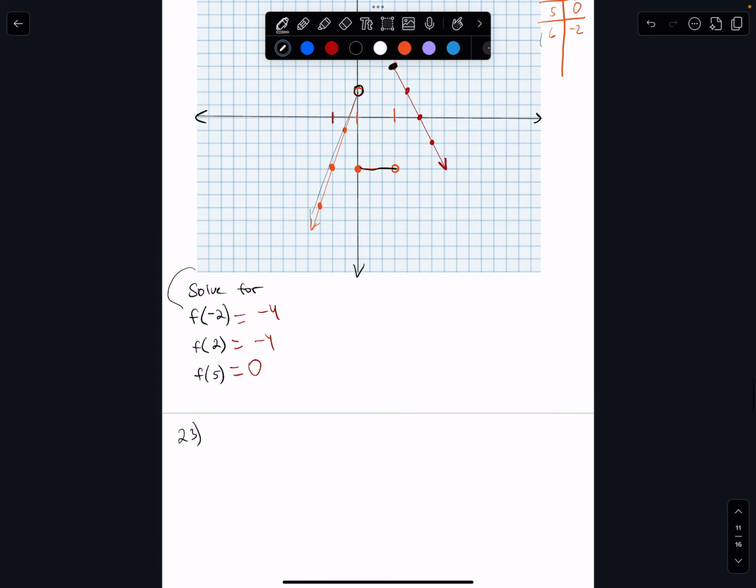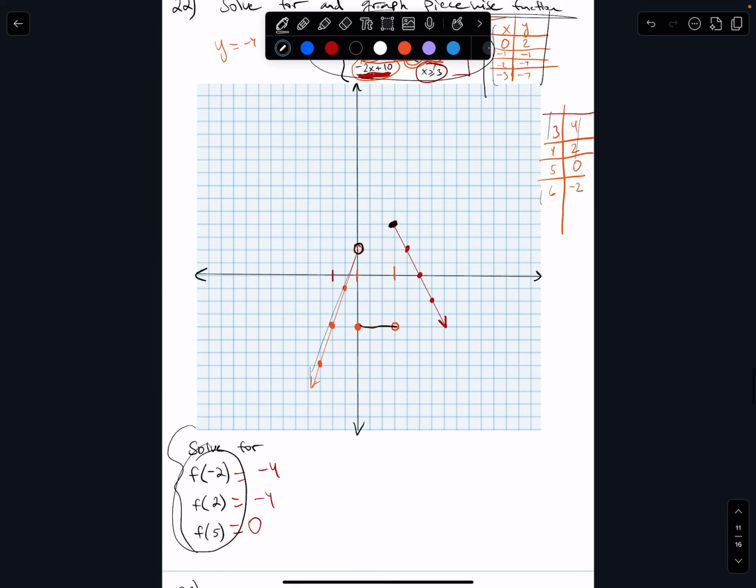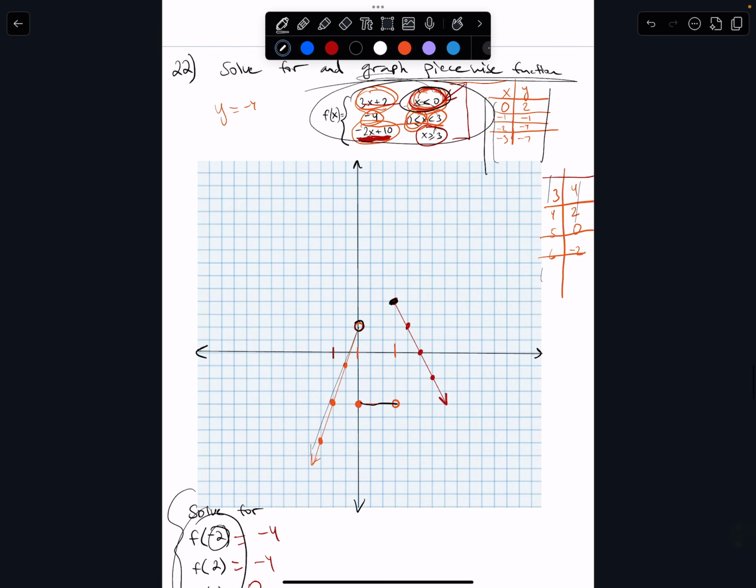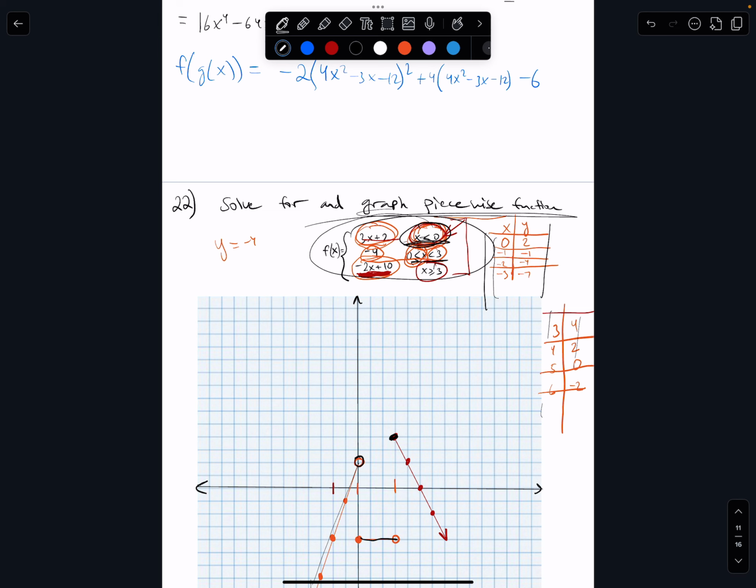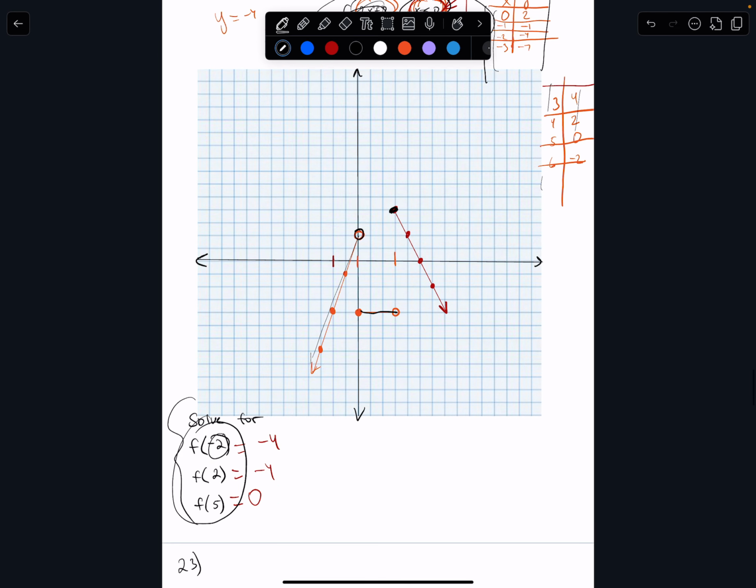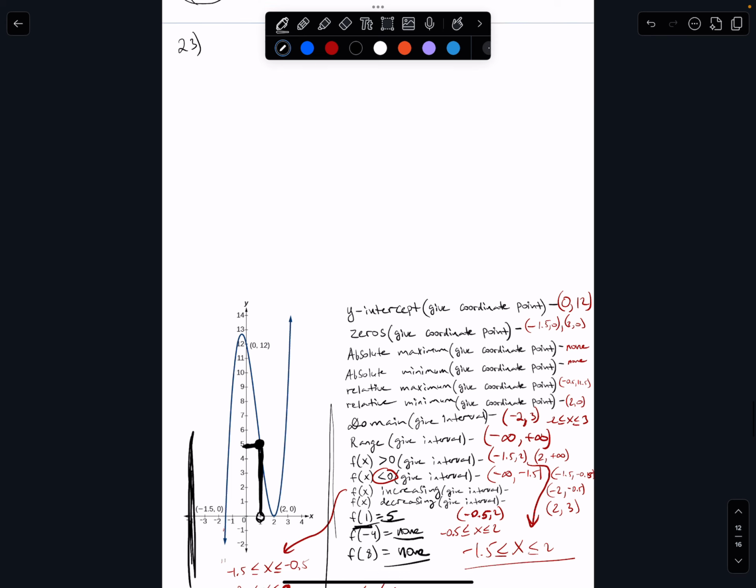And then solve for this. All you have to do is take the number, whichever number. What does this number satisfy? Which one of these intervals? And then that's the function that you're going to use. You plug it in, you'll find the answer that way.